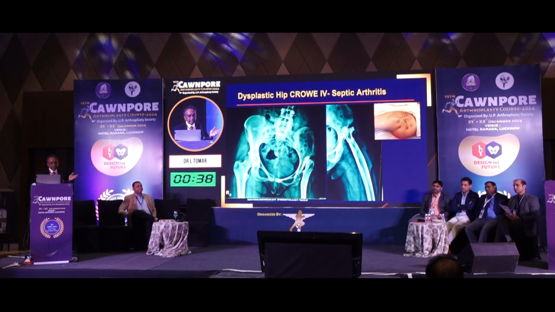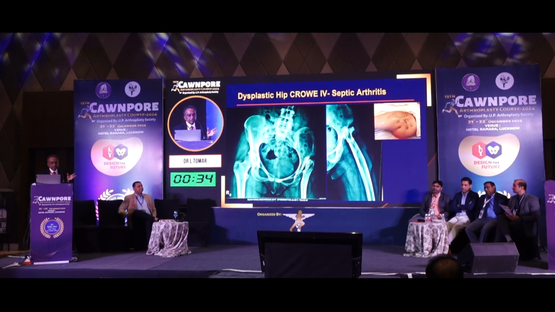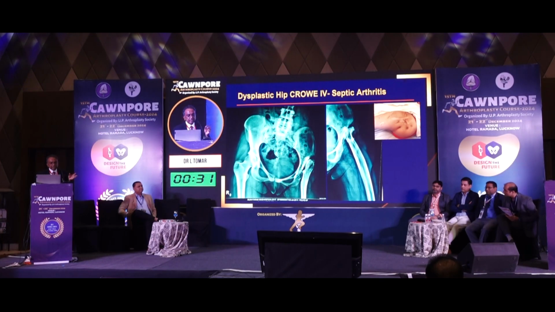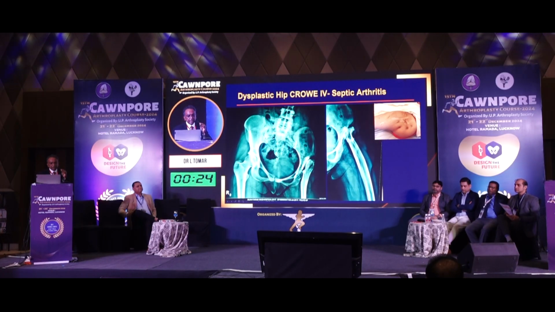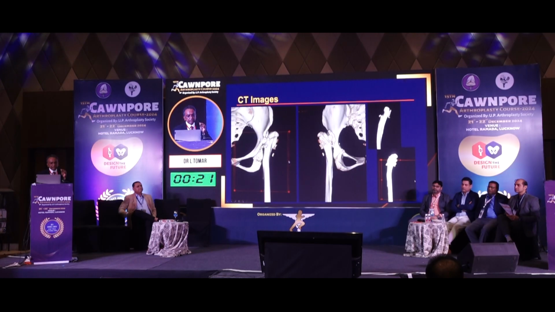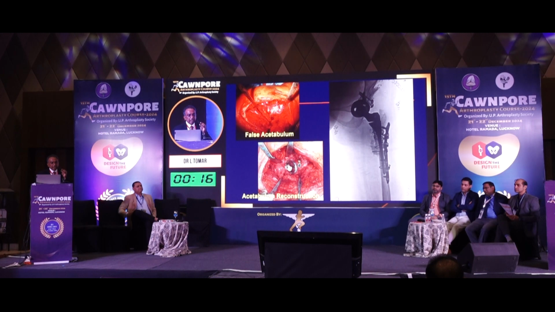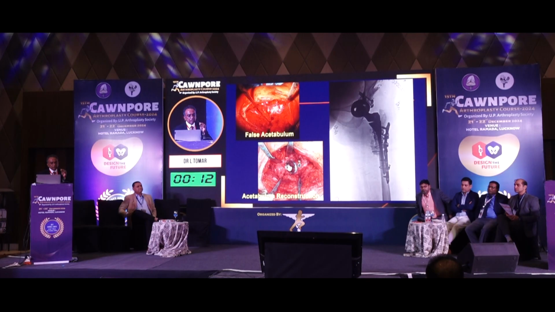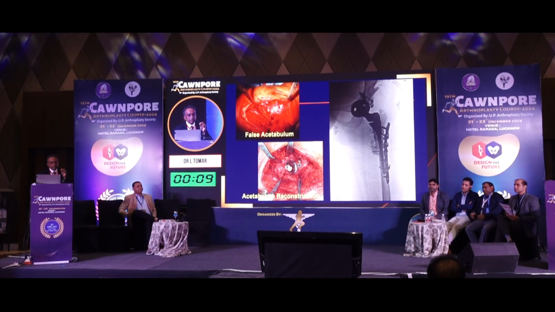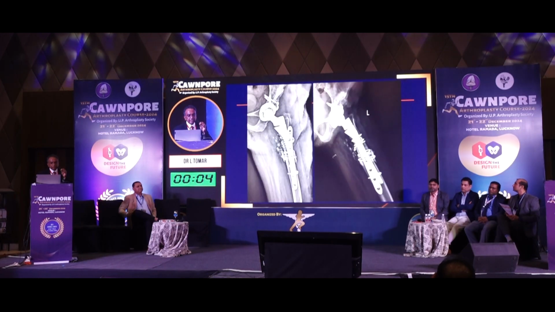And this is another case, a young female of 27 years old, who suffered septic arthritis in early childhood and had multiple surgeries. You can see all the deformities of severe dysplasia here. CT scan is of great help. A smaller size acetabular cup was used, uncemented, and an iliac crest graft was taken to take care of the superolateral deficiency.